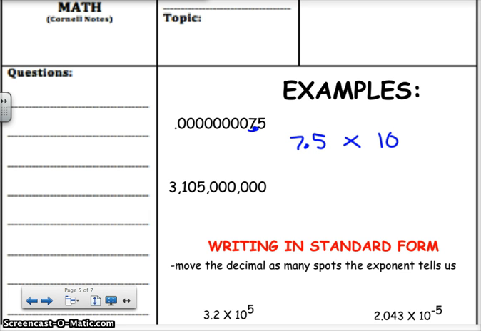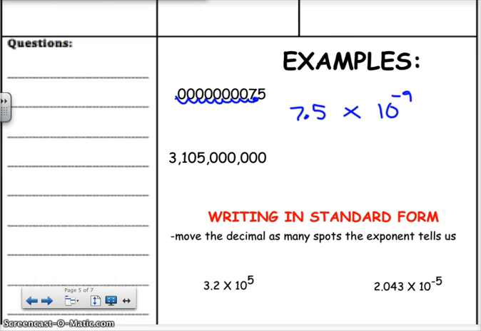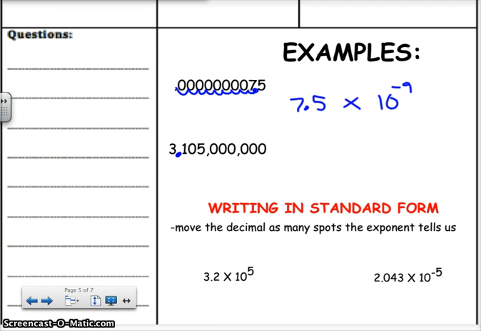So it looks like I need to go 1, 2, 3, 4, 5, 6, 7, 8, and 9 to the left. Negative 9. Okay? The next one, my first non-zero digit is that 3. So I rewrite this as 3.105 times 10, and now I determine my exponent. That's 3, 6, 9. Positive, because I'm moving to the right.